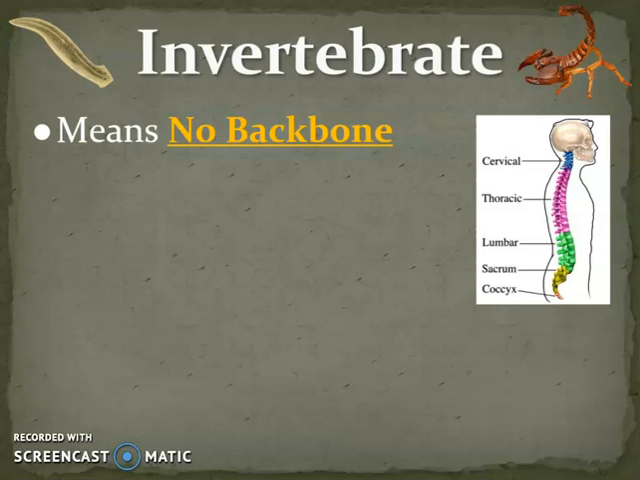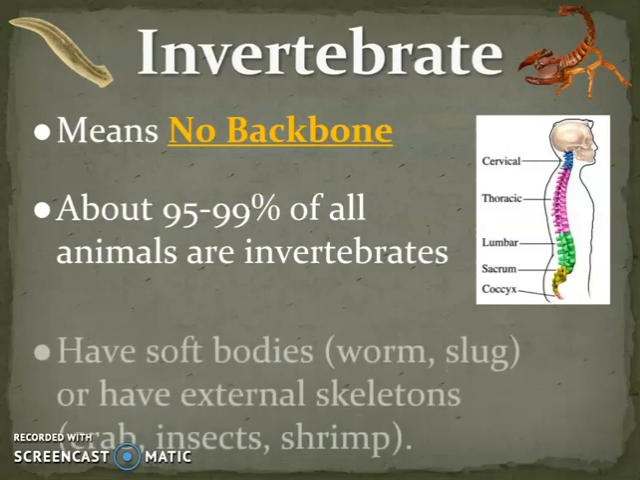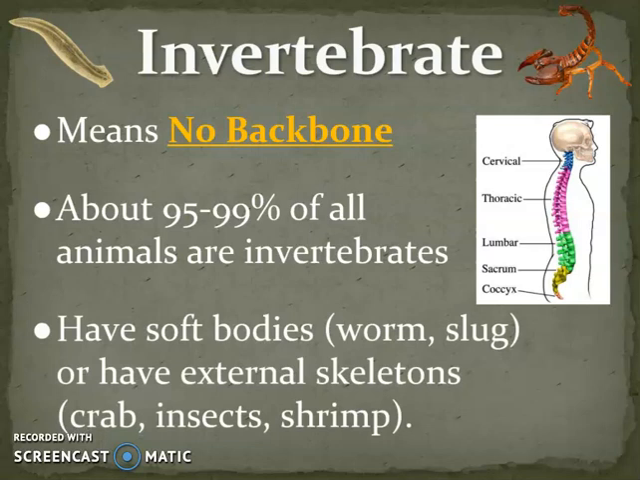What's kind of crazy is about 95 to 99% of all animals are invertebrates. When we think of invertebrates, we tend to think of the soft bodies, worms and slugs, the animals that have external skeletons like crabs with their shells and insects with their crunchy bodies, even shrimp. Our first group is something that you might not have even known was an animal.